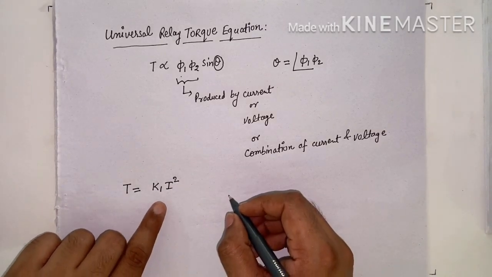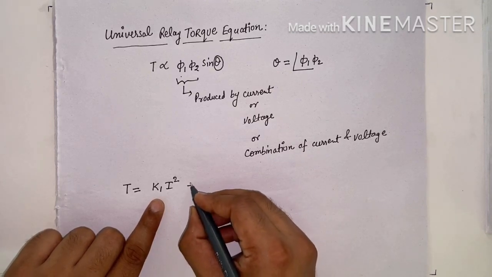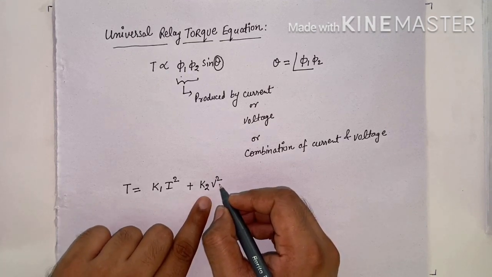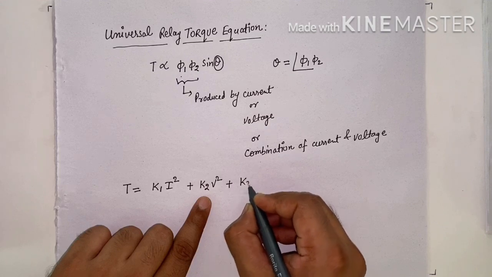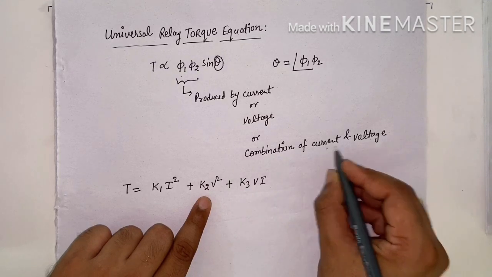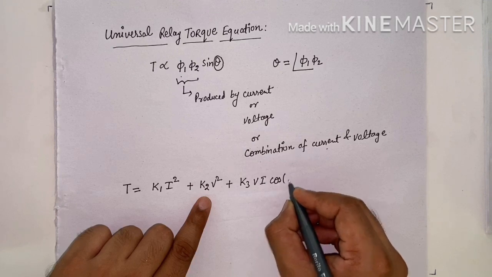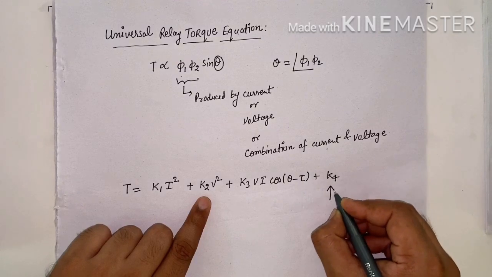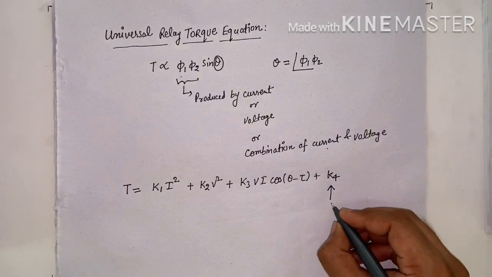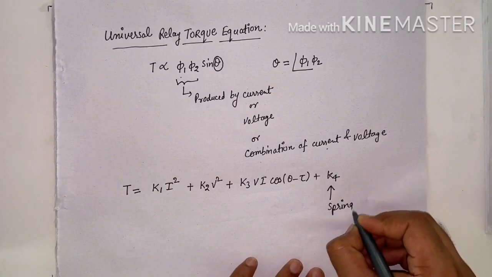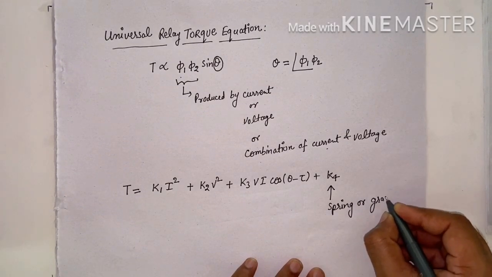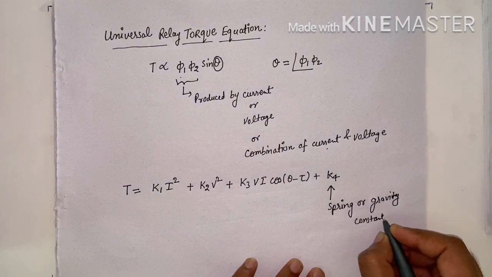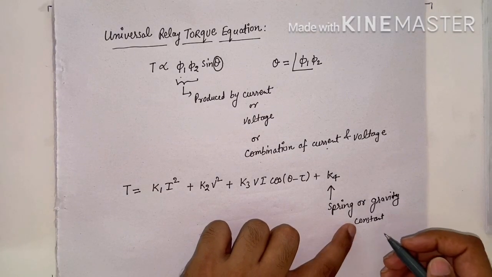This is the torque which is produced by the current, and another is K2 V square. This is the torque which is produced by the voltage, and K3 VI, that is the combination of current and voltage, cos of theta minus tau, plus K4. Now this K4 is a spring or gravity constant. This K4 comes from the spring or gravity constant.